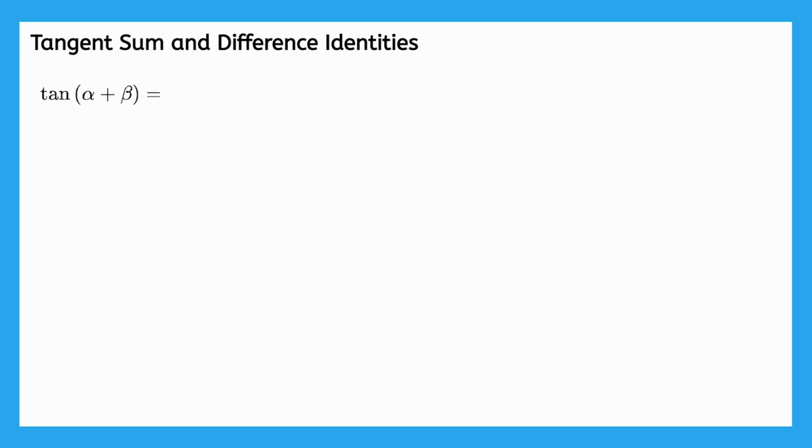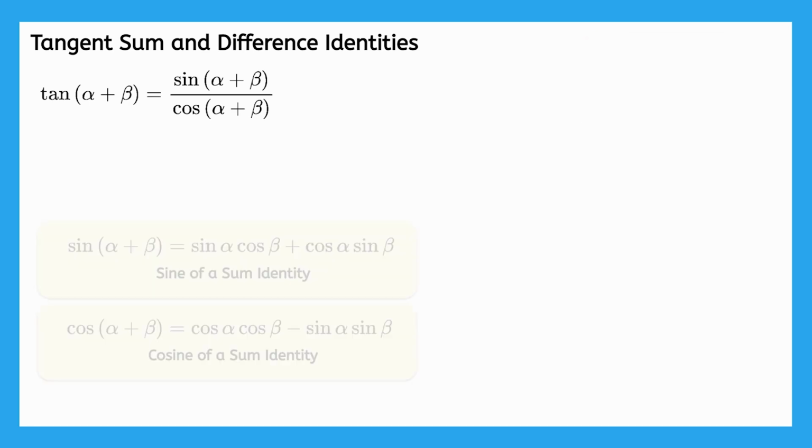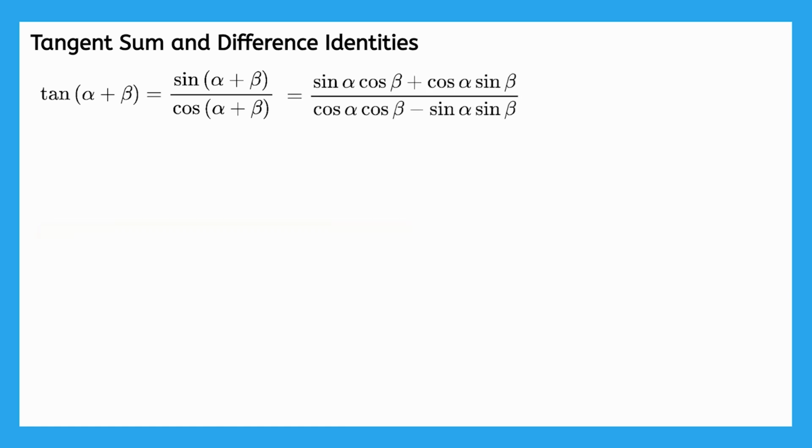Since we already know the sum and difference identities for sine and cosine, rewriting this tangent in terms of sine and cosine would be a great place to start. Using the quotient identity, we know tangent of alpha plus beta is just sine of alpha plus beta over cosine of alpha plus beta. Since we have identities for both sine and cosine of a sum, we use them to expand the numerator and denominator.